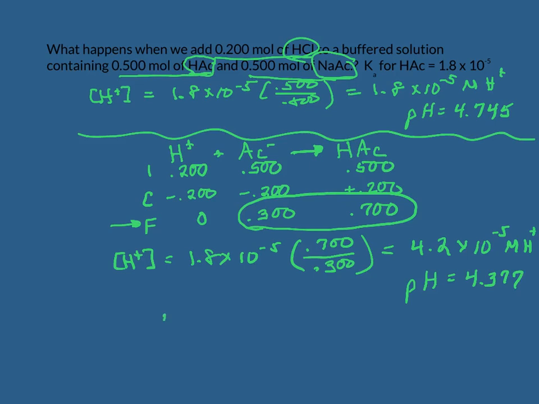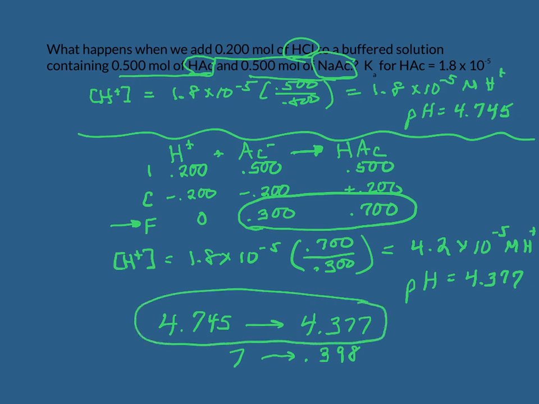4.377. So the pH went from 4.745 to 4.377. Remember that the water went from 7 all the way down to 0.398. So buffers resist changes in pH. It's not that their pH doesn't change, it just doesn't change very much compared to, say, plain old water.